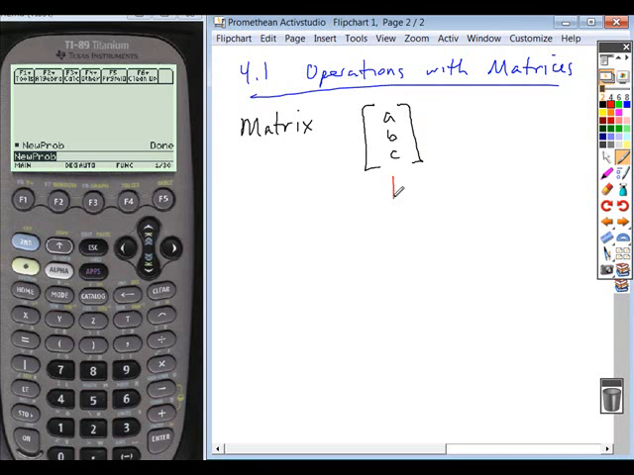Okay, so vertical are the columns, and then the horizontal are the rows. And when you look at the dimensions of a matrix, it is defined with respect to its dimensions, and it'll always be the number of rows times the number of columns. So R times C.